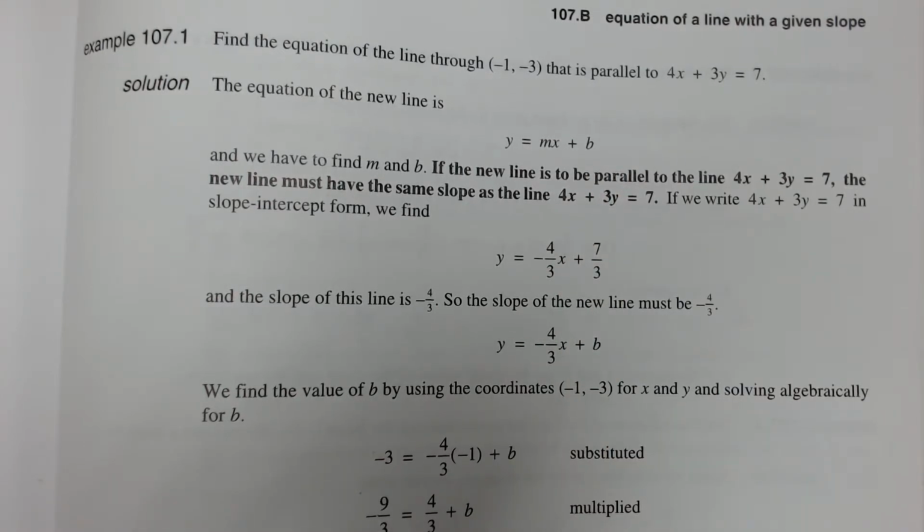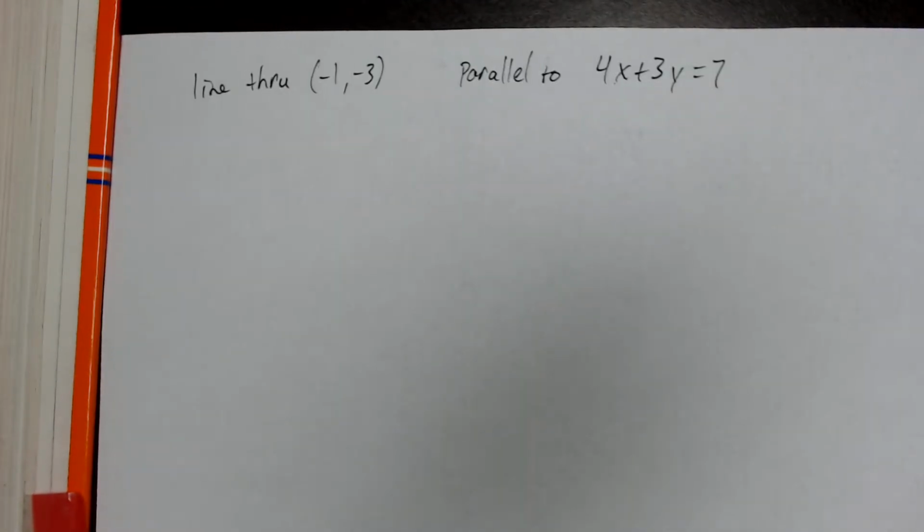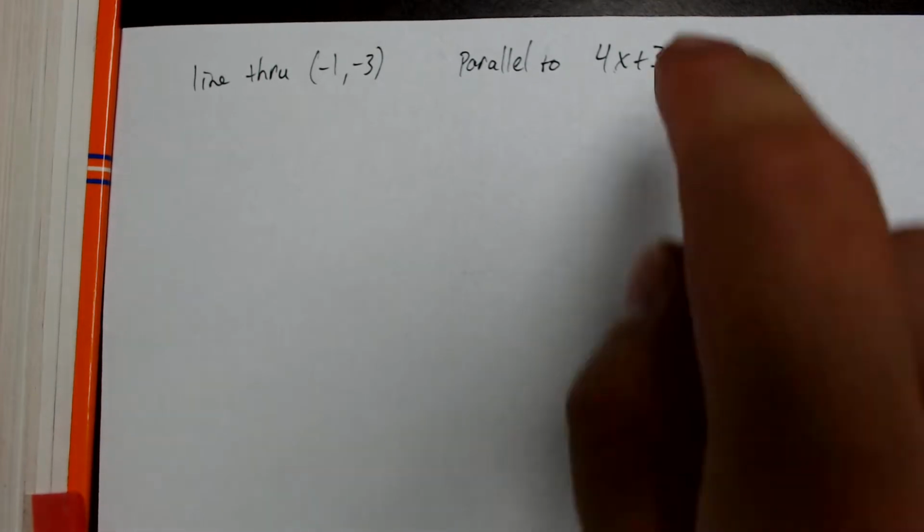Now, in order for us to solve this, we need to know the slope of the line. We can find the slope of the line if we solve the parallel line's equation and put it in y equals mx plus b form. So let's go to the paper. Okay, so this is our problem. The line passes through this point, it's parallel to this line.